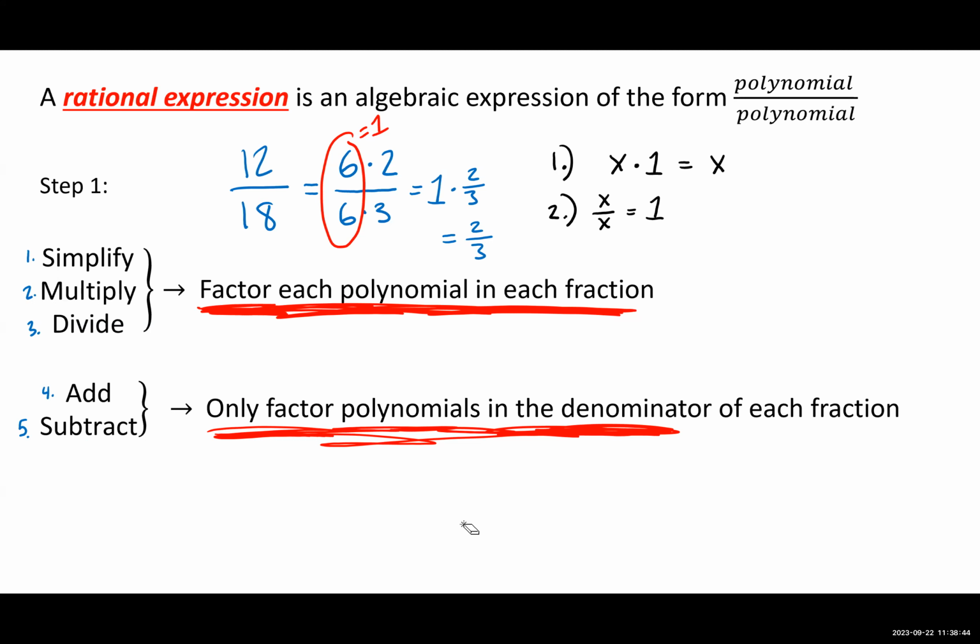The reason why is we're going to combine like terms on top. And combining like terms, we want everything separate. We don't want things multiplied together. So for addition, subtraction, we only factor polynomials in the denominator of the fraction.